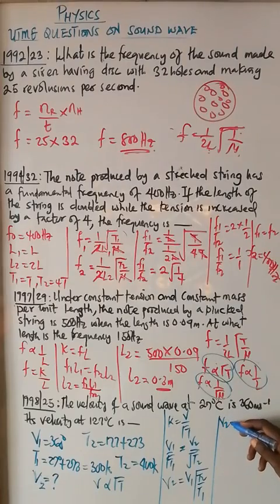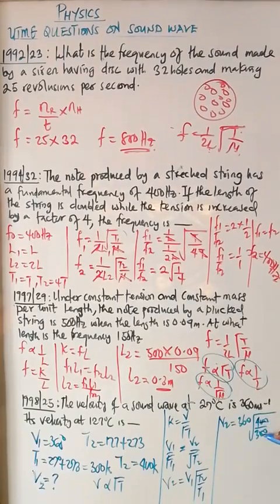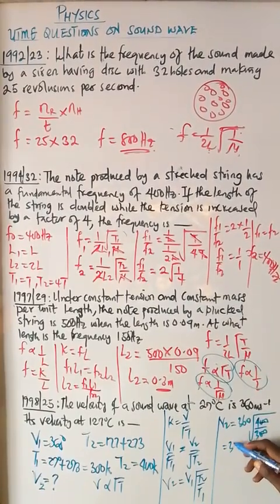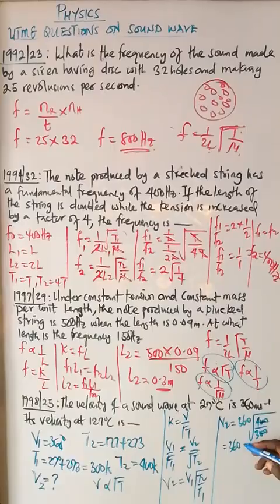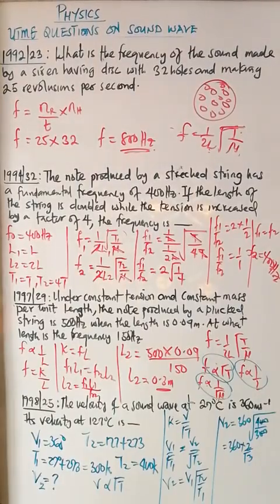So V2 becomes, what's V1? 360. What's T2? 400 over 300. So that will be 3 root 3. Let's just do it without calculating. So 2 zeros here, cancel these 2 zeros. So this becomes 360. Root 4 is 2. Then 3 is now over square root 3. So we can rationalize by multiplying by root 3 over root 3.